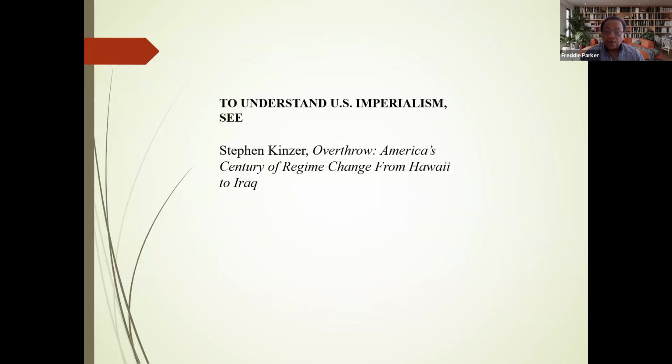And if you want to really understand US imperialism, you want to understand this period between 1860 and 2006, take a look at Stephen Kinzer's book, Overthrow: America's Century of Regime Change from Hawaii to Iraq.